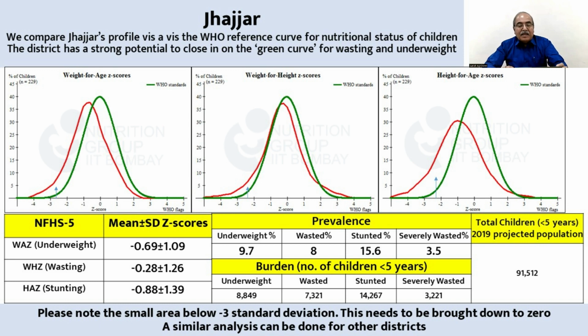This is a slightly technical matter, but it will suffice to tell that when we take a large number of children, or we take any variable which is fairly large, one typically gets a bell-shaped curve. And here you would notice that there is a green bell-shaped curve, which is the WHO reference population curve for nutritional status, is there for underweight, is there for wasting, and it is there for stunting. The Jhajjar curve, the Jhajjar distribution, one could say, which is in the red bell-shaped curve, is just towards the left of this green curve.